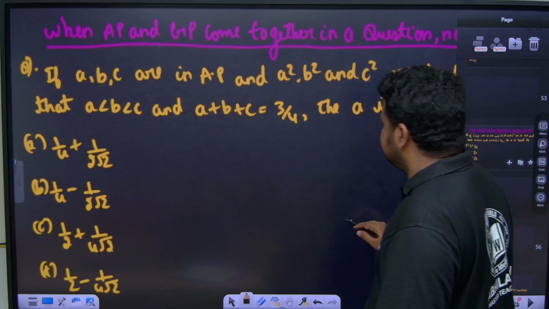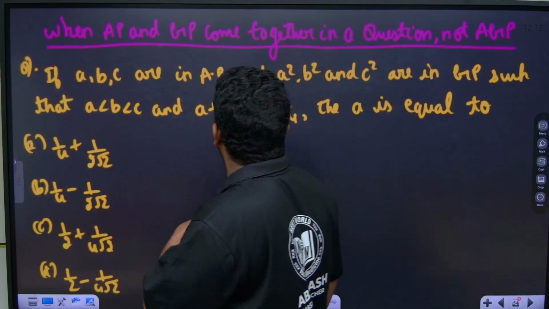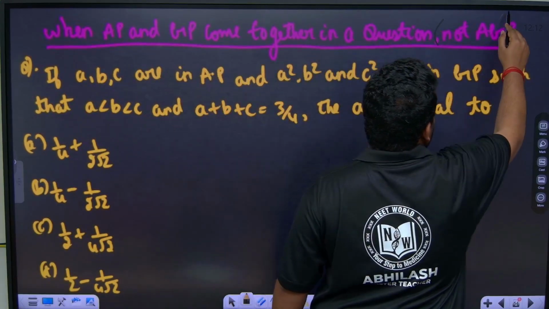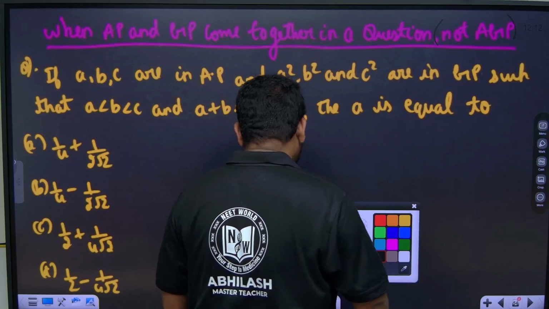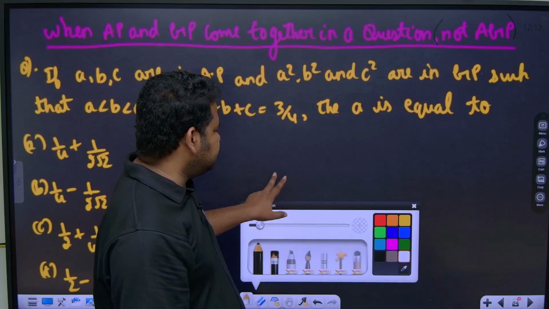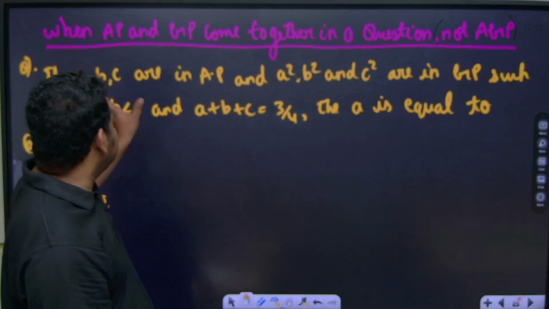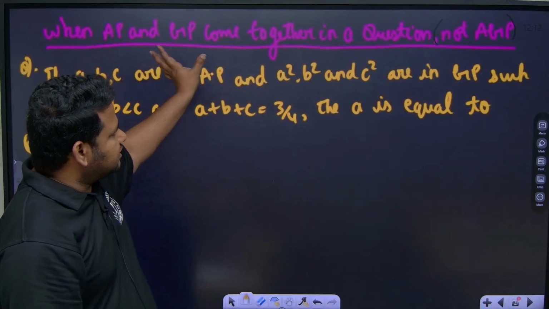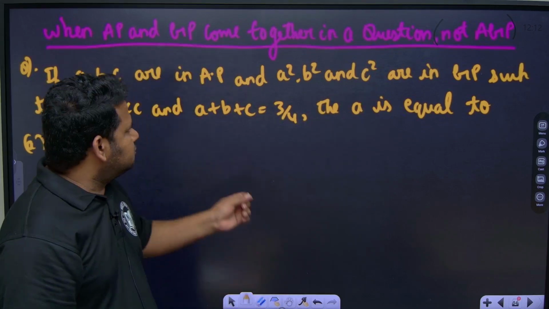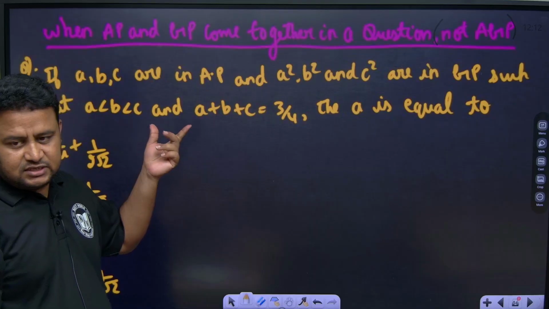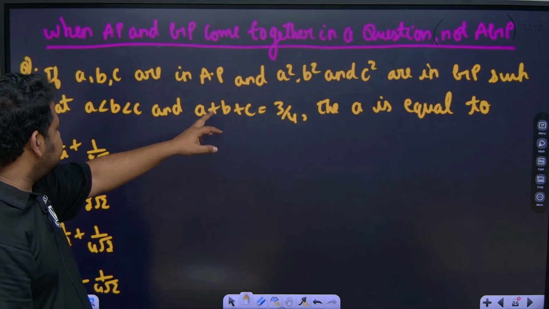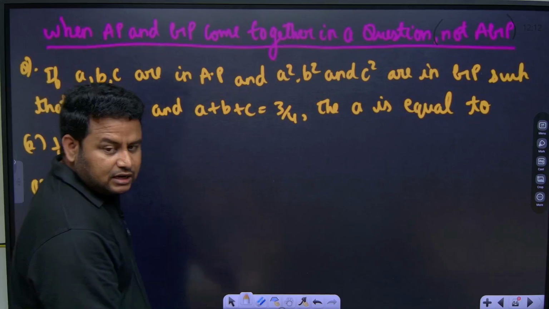Okay, now this is the concept we have to study. So, when AP and GP come together in a question, but not as AGP. Not as AGP means there is one concept called arithmetic geometric progression or arithmetic geometric series. That is a different thing, but that is not there for you. For you, there is only AP and GP that come together in a question. Even in the JEE Main syllabus, AGP is removed. So you are having questions where both AP and GP come together. Before going to this question, I will tell you a concept.